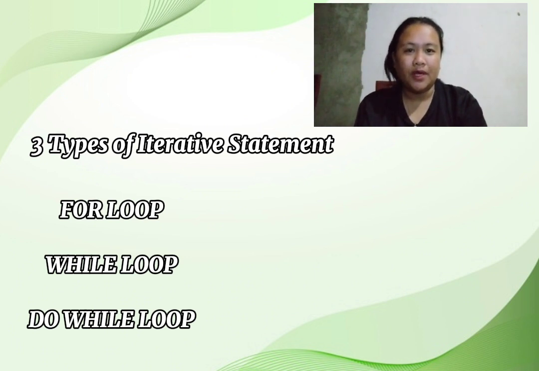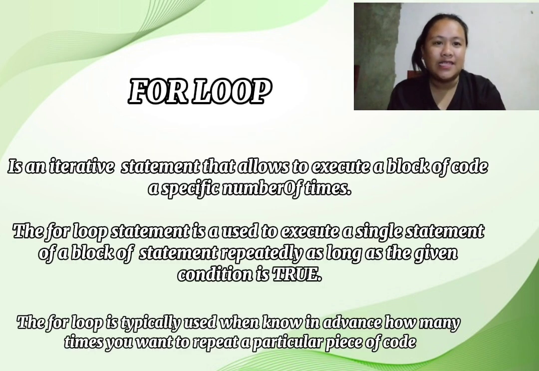First, I'm going to explain what a for loop is. A for loop is an iterative statement that allows you to execute a block of code a specific number of times. A for loop is used to execute a single statement or a block of statements repeatedly as long as the given condition is true. The for loop is typically used when you know in advance how many times you want to repeat a particular piece of code.